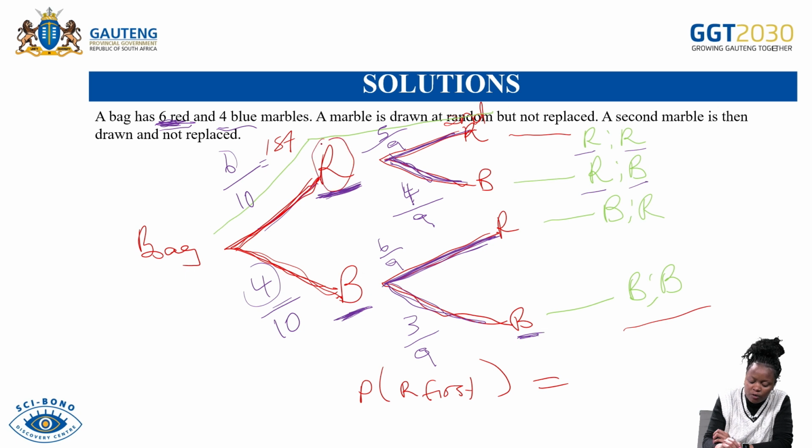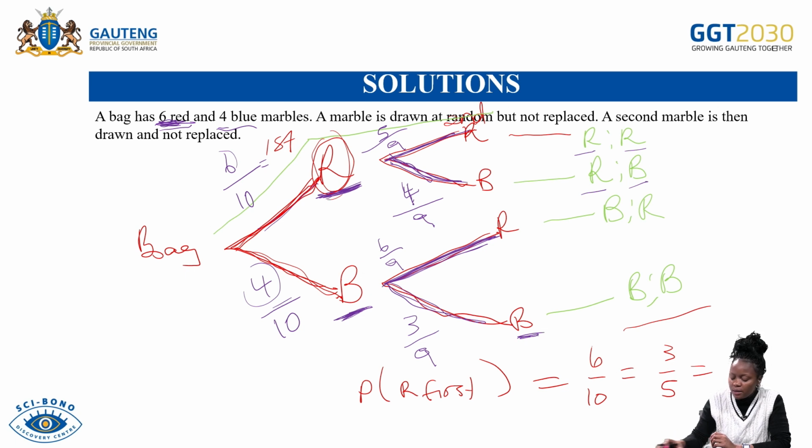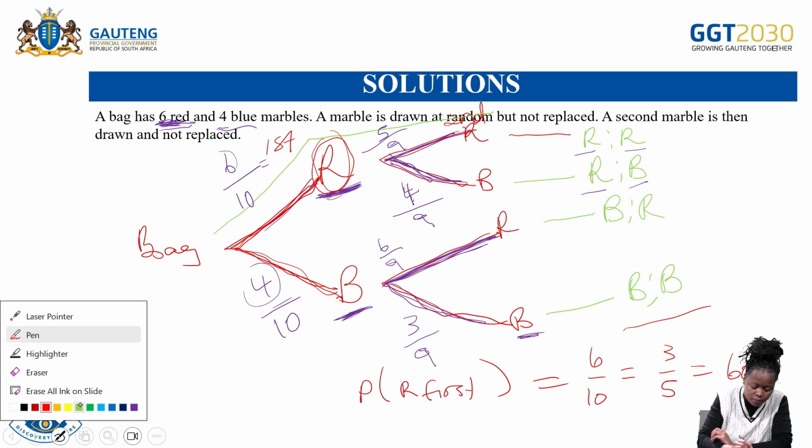So the probability of getting the red marble, it is going to be 6 all over 10, which is going to be 3 all over 5. You can also write it as a percentage. You say it's 6 all over 10 times the 100, and you'll get your 60%. Then from there you get your full marks.